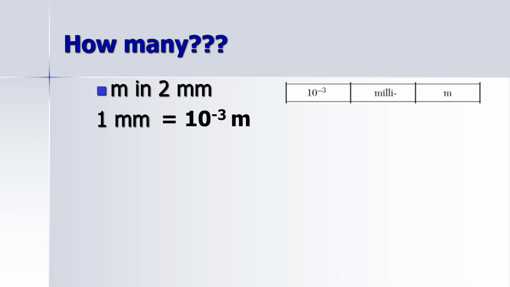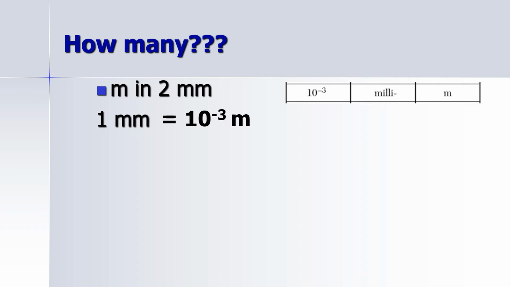So 1 millimeter is basically equal to 10 to the power of negative 3 meters. All I did here was substitute the milli with 10 to the power of negative 3. Substitute means just putting something in the place of the other thing. So rather than putting m, which represents milli, I have now put 10 to the power of negative 3.